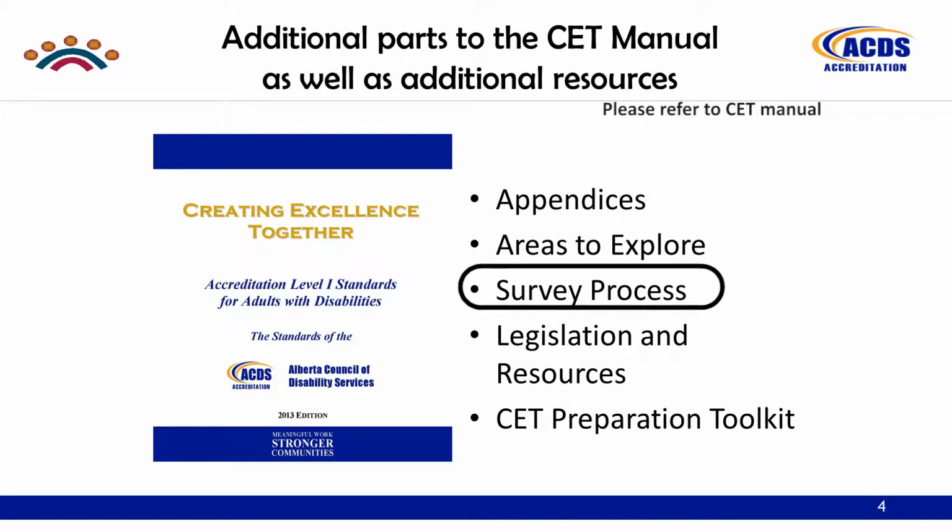The last section of the manual is called Survey Process, and that is an outline of how to prepare for a CET survey. It starts 1 year in advance when ACDS sends you that 1-year letter and tells you all the timelines and requirements in order to prepare for CET.